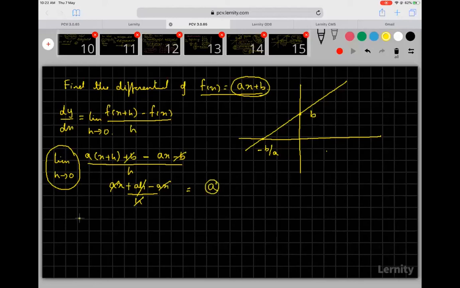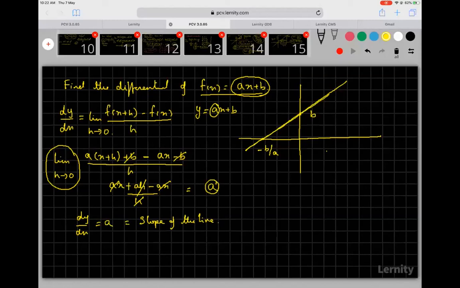So the differential of this function is only a. I will write it down again. Dy by dx is equal to a. What is dy by dx? I have to tell myself this is the slope of the line. So if y is equal to ax plus b, this is the slope of the line. So the slope of this line is equal to a.